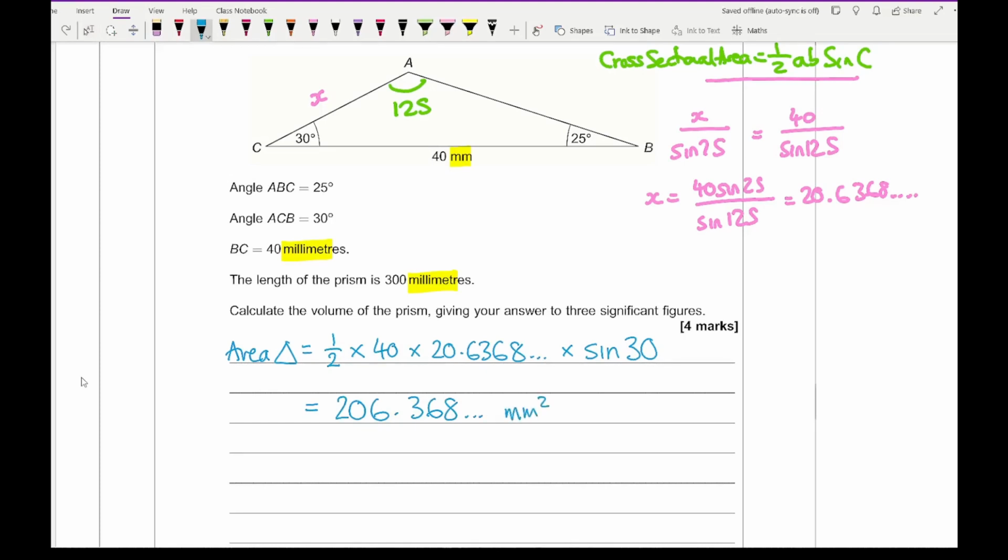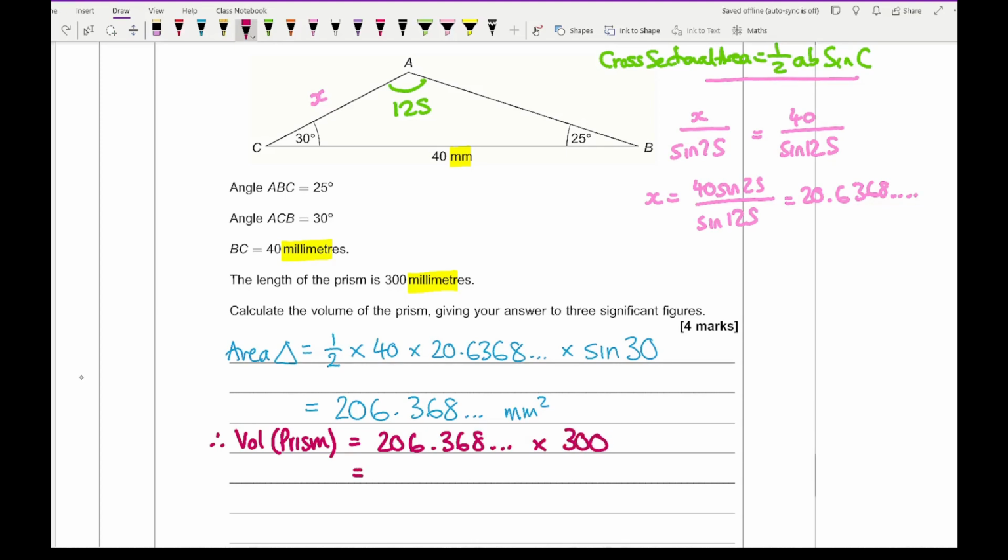Now I've not finished because I then need to work out the volume. So the volume of the prism is going to be the cross-sectional area, which is 206.368, still on my calculator, multiplied by the length, which is 300.